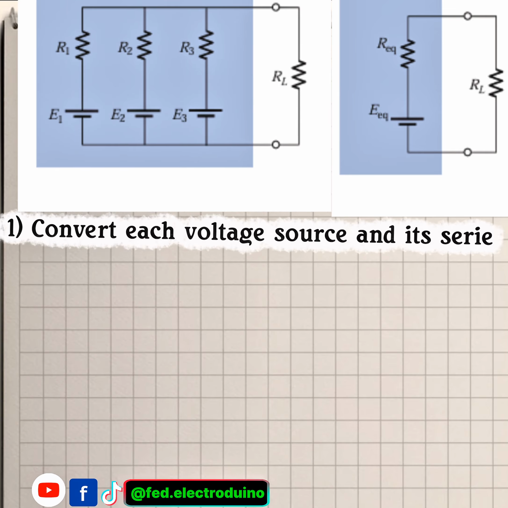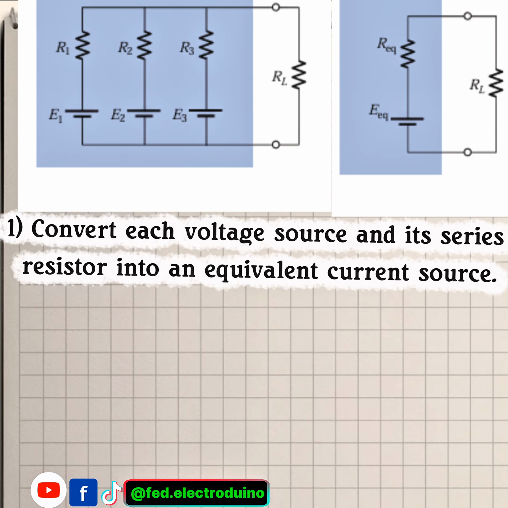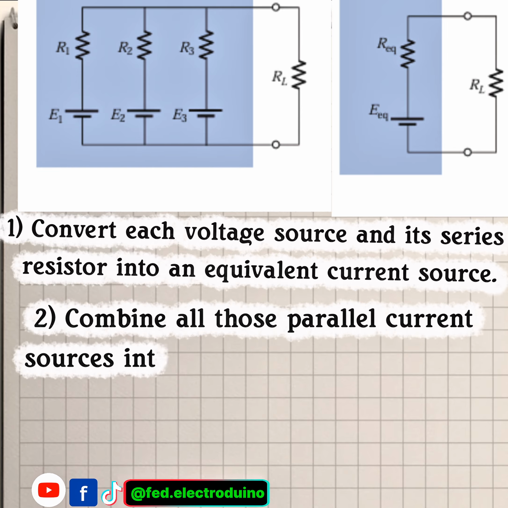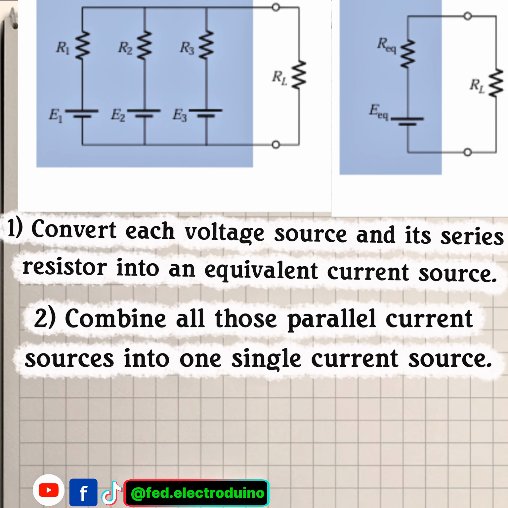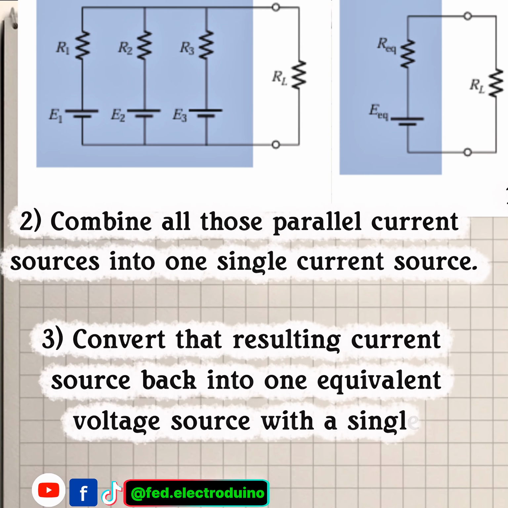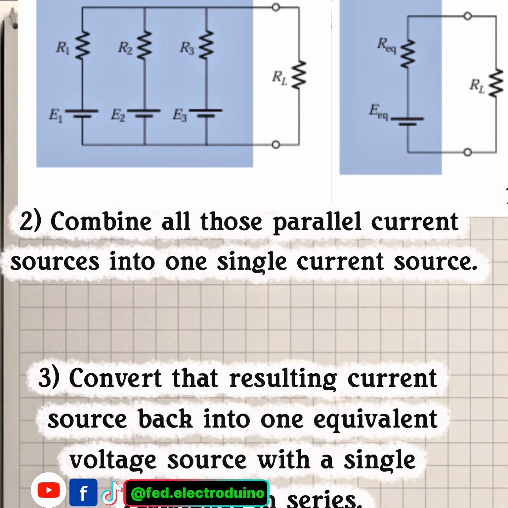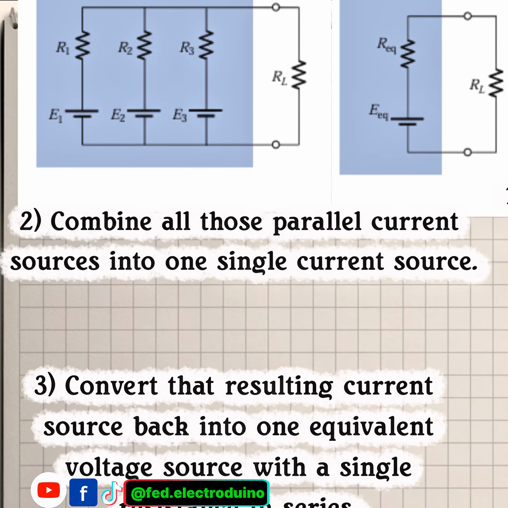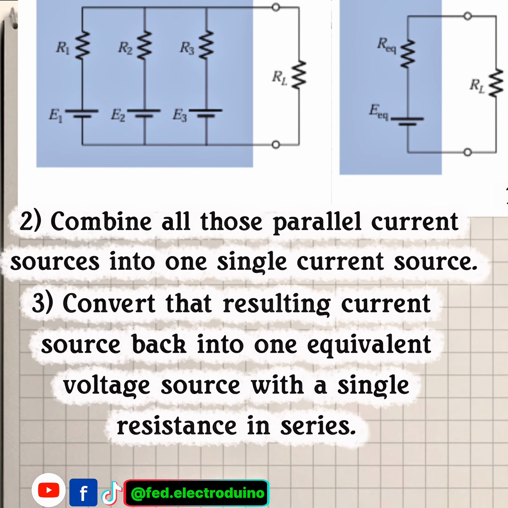Step 1. Convert each voltage source and its series resistor into an equivalent current source. Step 2. Combine all those parallel current sources into one single current source. Step 3. Convert that resulting current source back into one equivalent voltage source with a single resistance in series. That's it. 3 simple steps, and the circuit becomes easy to solve.